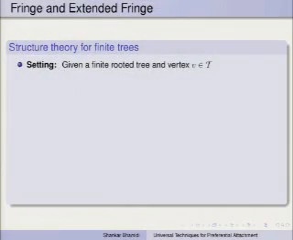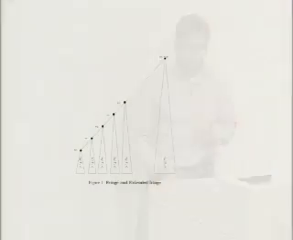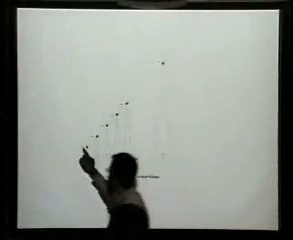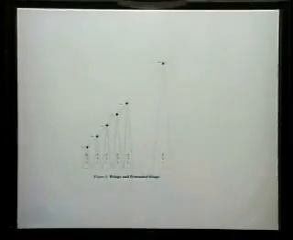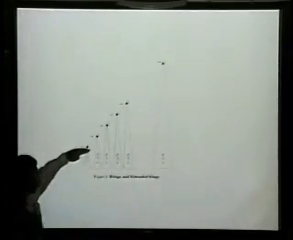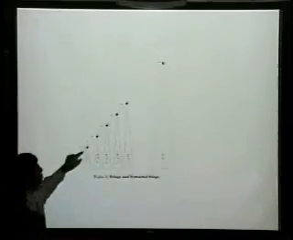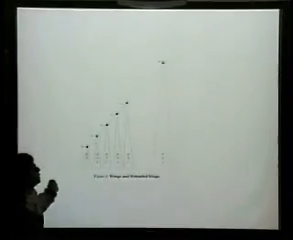So what is the point of all this? So fringe and extended fringe, they've been used a lot in computer science. So there's a structure theory for finite trees. So suppose you're given a finite rooted tree, so you have a particular root, and you're also given a vertex v. So there are 2 things you're given. Then you can construct the fringe and the extended fringe. So what is this? So the fringe subtree rooted at v is basically all those nodes for which the path from the root has to pass through this particular vertex.